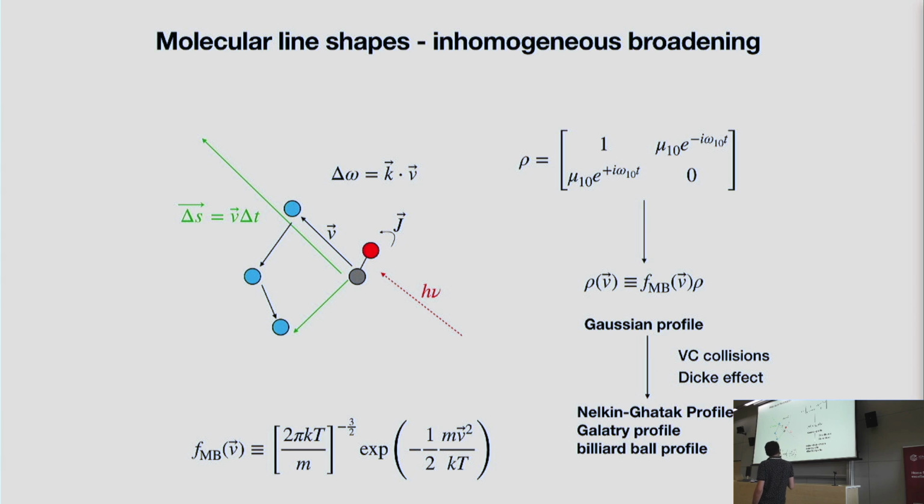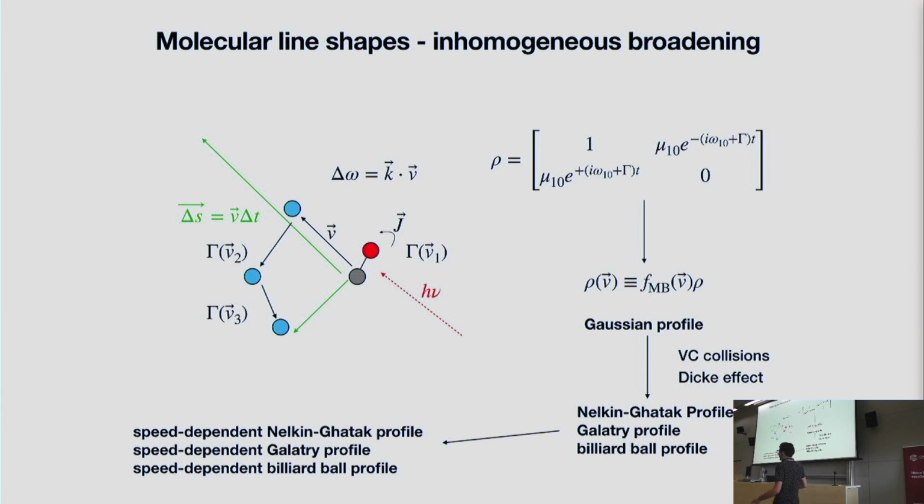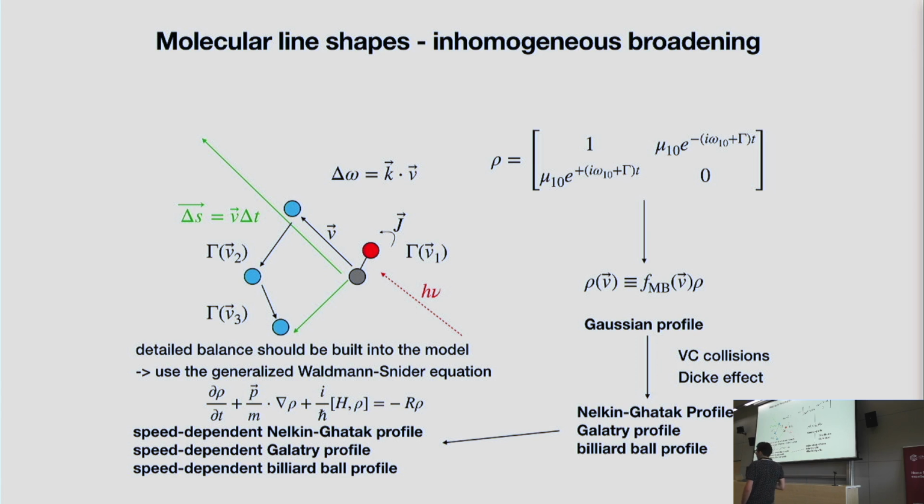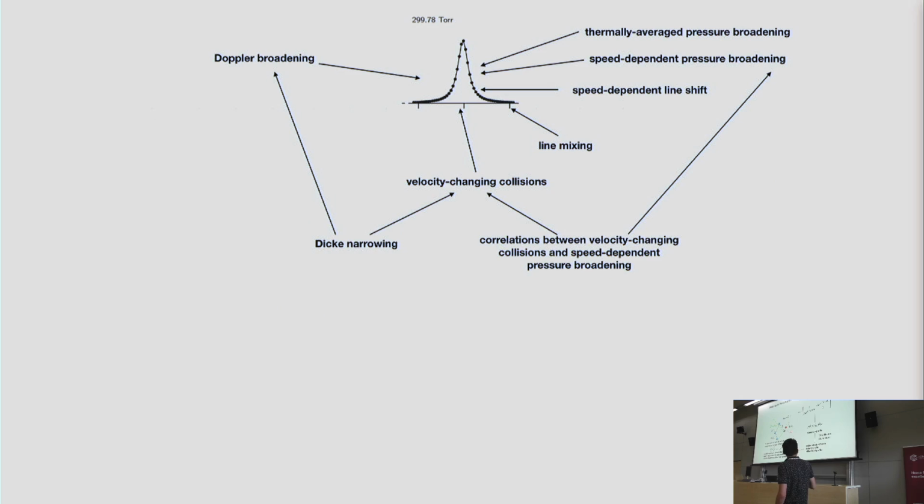And then this can be included in many different ways depending on how exactly the collisions happen. So we have the simple Nelkin-Ghatak, Galatry profile and Rautian profiles. But then we have these two, inhomogeneous and homogeneous broadening, so I should actually include both. So I phenomenologically add these effects and then I get even more profiles. But really what you should do is set up the correct equation, which is the generalized Waldmann-Snider equation, solve it, and purely ab initio figure out what your line shapes are.